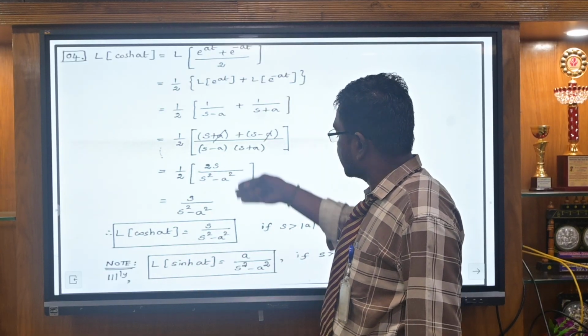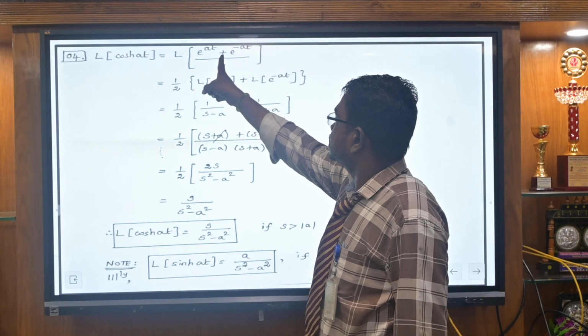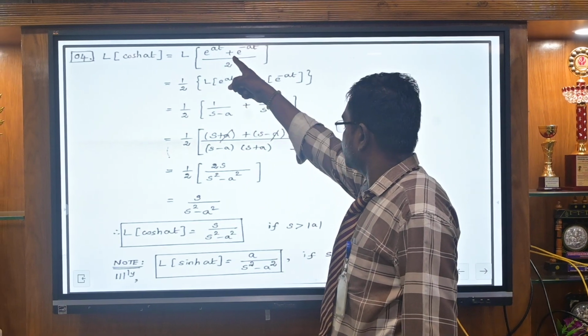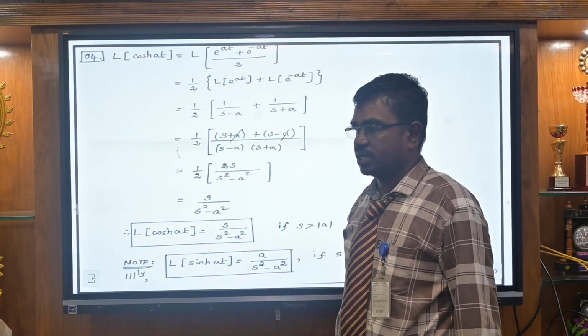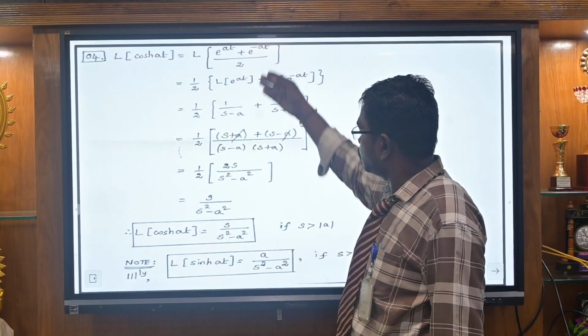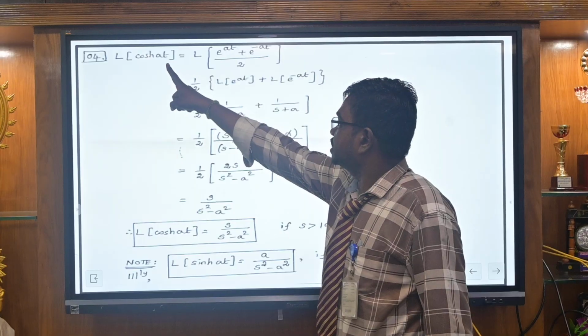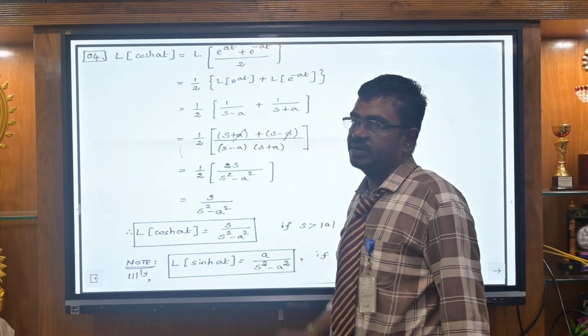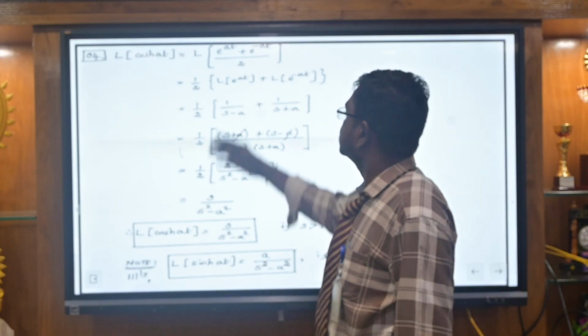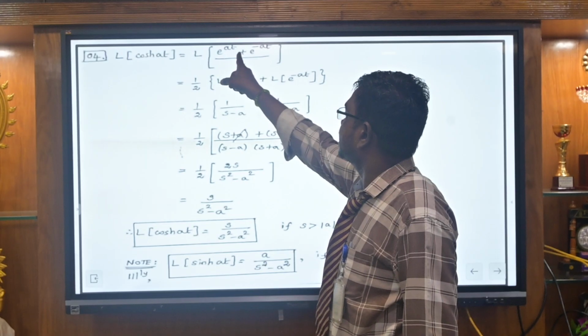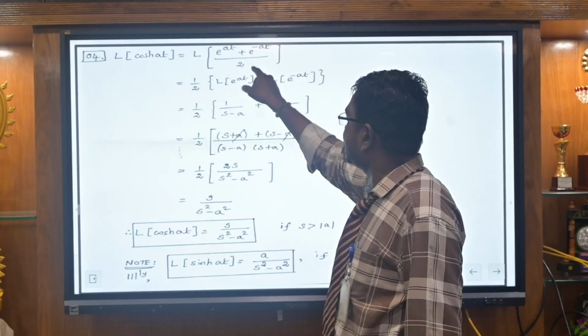This procedure we can use. Cos hyperbolic at is plus, sin hyperbolic at is minus. Finally we get a by s square minus a square. The procedure of the proof is similar to this, but here the formula is cos hyperbolic at means e power at plus e power minus at by 2. Sin hyperbolic at means only the sign will change: e power at minus e power minus at by 2.